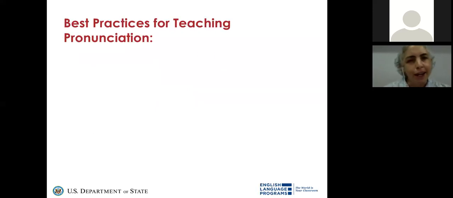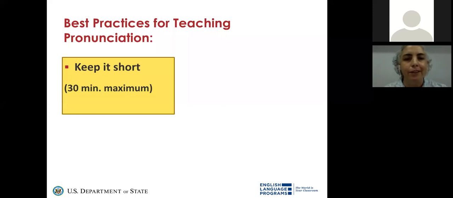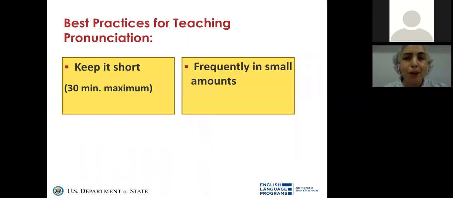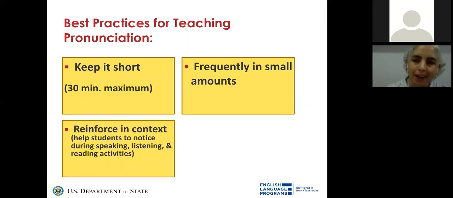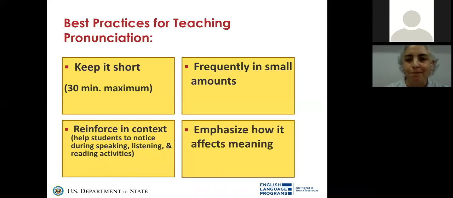Okay, another thing I want to mention quickly, my idea of best practice for teaching pronunciation is to add a pronunciation activity to any lesson, but it doesn't need to be a long activity. It could be 5 minutes, 10 minutes, up to 30 minutes. Do it frequently. So any lesson that you're doing, you can add a small amount of pronunciation practice to the lesson, and reinforce it in context. So students learn pronunciation together with the content that you're teaching, and always emphasize how pronunciation affects meaning.